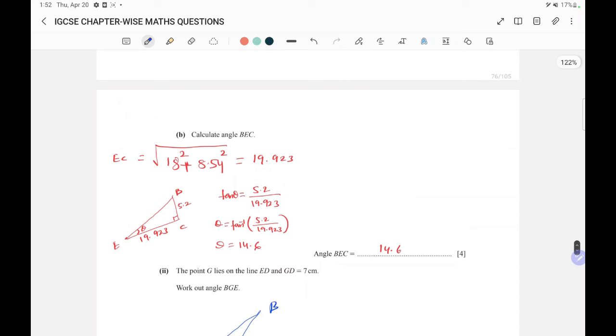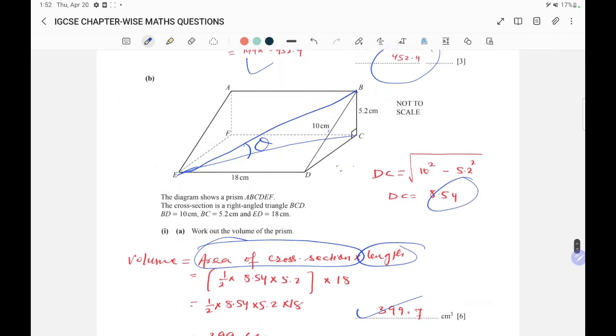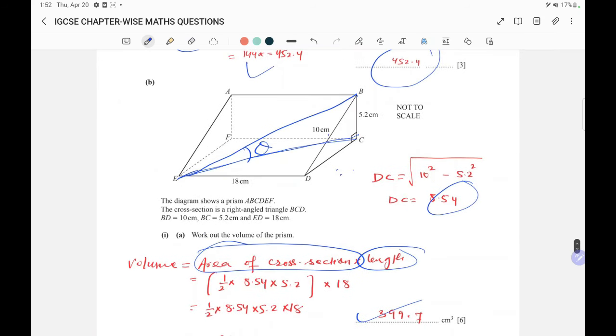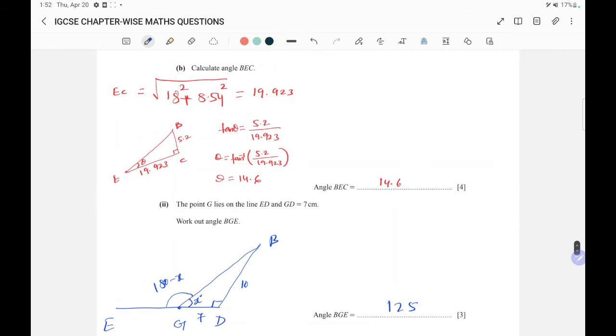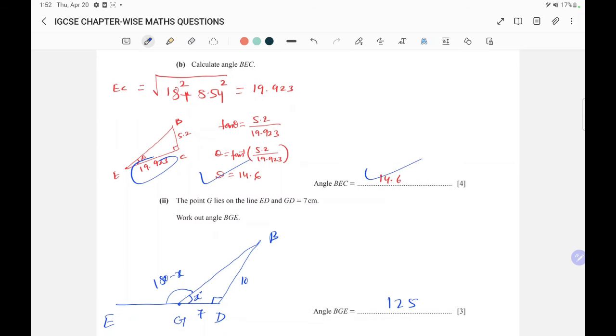So EC is root of 18 square, 8.5 square, 18, yeah, here. Already we have 8.54, so this is 90 degree, right? Rectangular base, so here we can get this length, and here already, and it's again 90 degree. So again tan theta we can apply, right? 5.2 over 19.923 is tan theta, okay, theta is this, so 14.6.